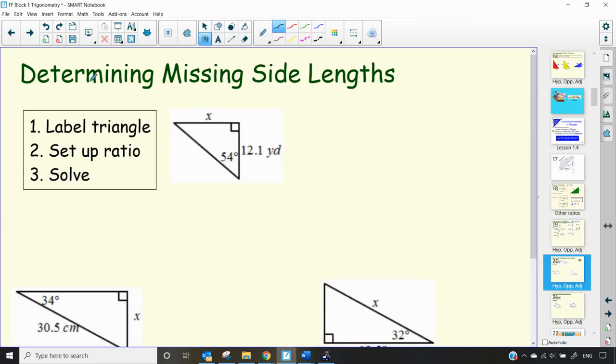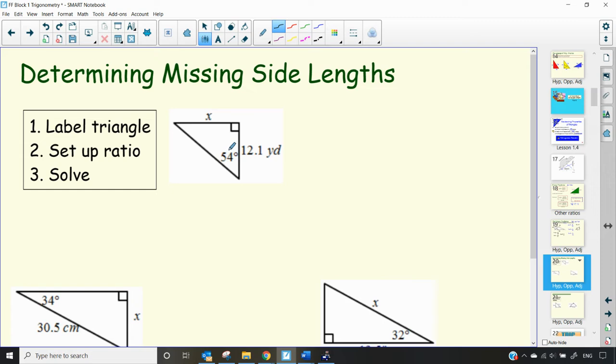Now, if I'm ever asked to find a missing side length, I'm going to do 3 things. First of all, most important, label your triangle. Then once you've labeled your triangle, you're going to look at your formulas and decide which ratio you need. You're going to set up your ratio and you're going to solve. So I'm going to look at 3 examples here.